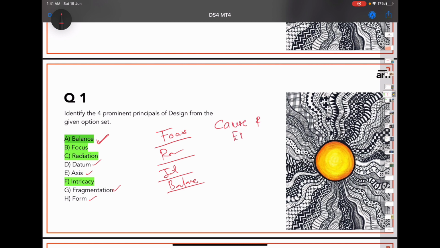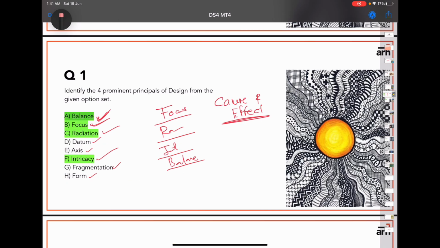If you have attended the lecture on elements and principles of design, you know the concept of cause and effect. Now I'll explain that in a very short way. The effect is focus, and the cause is radiation. Intricacy is a character or property of the overall composition, and balance is the underlying principle of design in this. So this is focus, radiation, intricacy, and balance, in that order of importance.